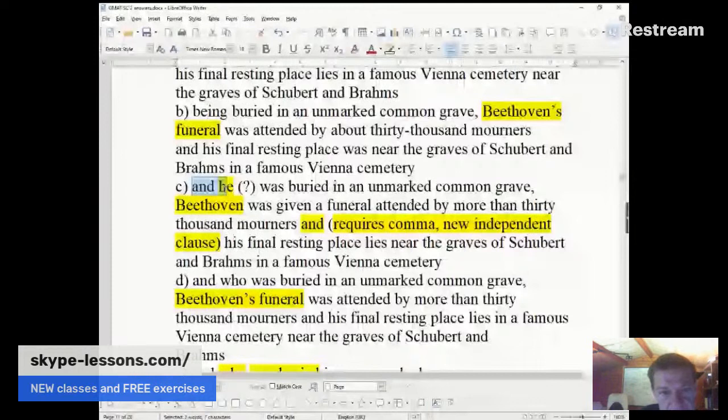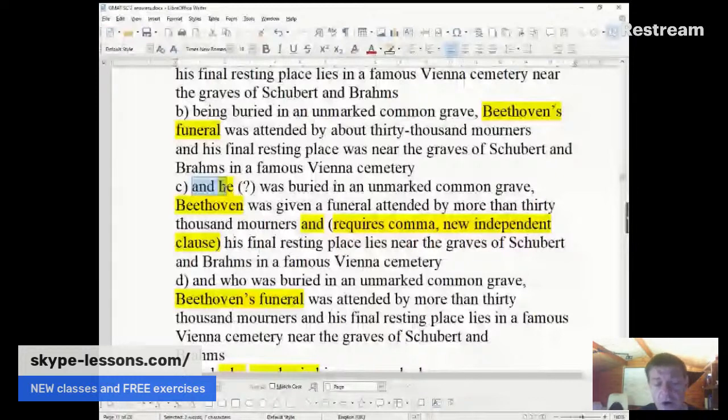And I've also written here, okay, so we've got the right comparison. We've got, unlike Mozart, Beethoven was given a funeral. That's good. So we've got the right comparison here. But look at this last and. I'm quite anal about commas, or I enjoy looking at why we use commas. And I would argue that that and requires a comma, especially because it's a fanboy conjunction and it's joining two main clauses, two independent clauses. His final resting place lies near the graves of Schubert and Brahms is a main clause, and you've got a main clause before it. So if you're going to do that, definitely put a comma before the and. So it's another reason why it's not good.